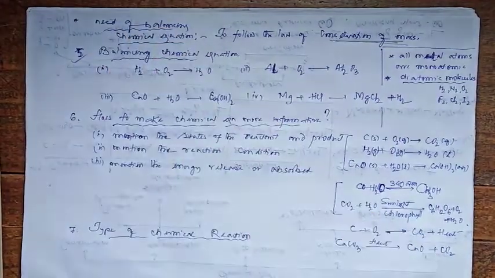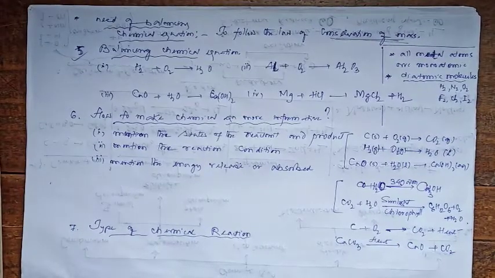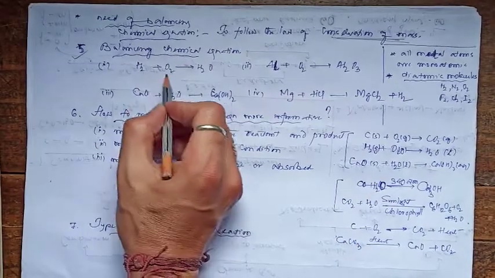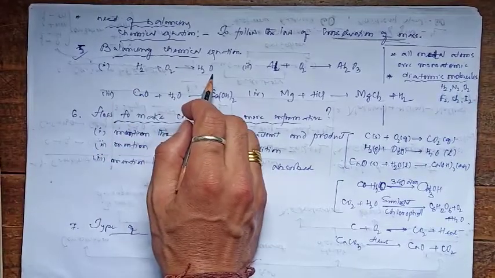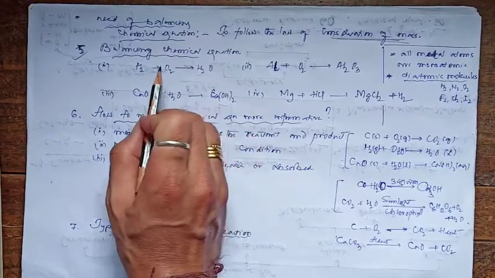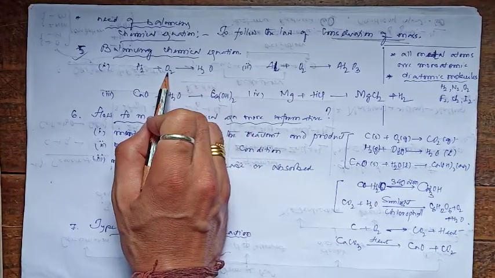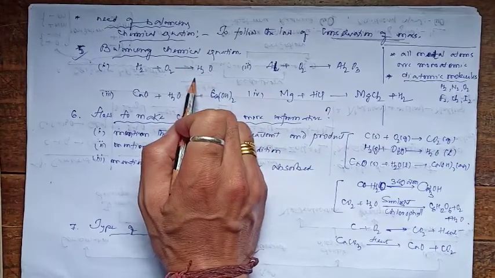Given a chemical equation, you have to check whether the given equation is balanced or not. If it is balanced, it's good. If it is not balanced, we have to balance it. So let's see. We have the first equation, H2 plus O2 gives H2O. You check the number of atoms of each element on the left hand side and the right hand side. 2 atoms of hydrogen on the left, 2 atoms of hydrogen on the right. 2 atoms of oxygen on the left hand side, 1 atom on the right hand side. So this equation is not balanced, so we have to balance it.